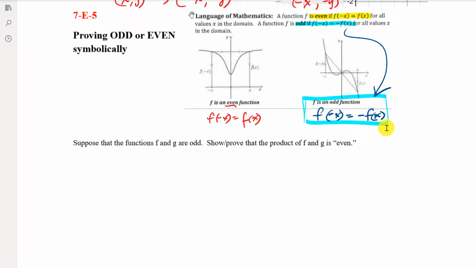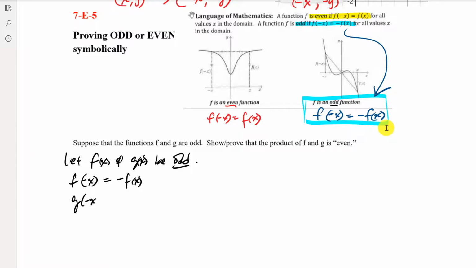This is going back to 75. All right, suppose f and g are odd. So we say let f of x and g of x be odd. That's important. Now if that's the case, that means f of negative x equals, applying the odd definition here, negative f of x by definition of odd. It also means that g of negative x is equal to negative g of x. Why? Because it's odd. This is what we start with. I haven't even started proving yet.